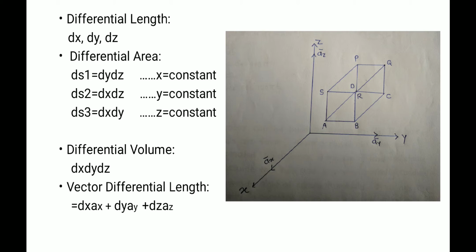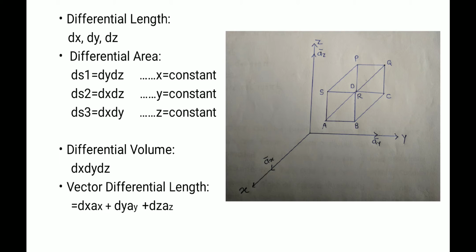Now differential area. If you want to find the differential area, we have to consider a plane. If you consider a plane like SRBA, in this plane x is constant because x is not changing, the x value is the same. Now here only y is changing and z is changing. If we travel from A to B and B to R, we get the differential length dy from A to B, and from B to R we get the differential length dz. If you want to find the area, we have to multiply these, you know that. So by multiplying we get the differential area dy dz.